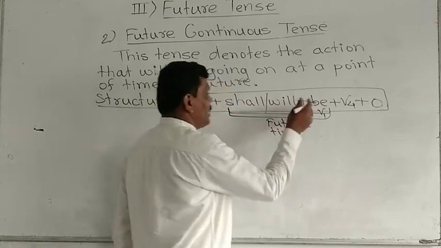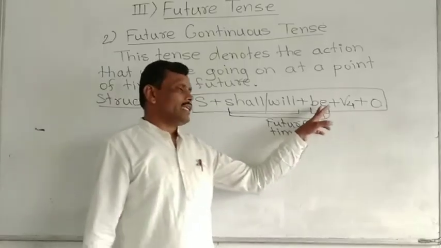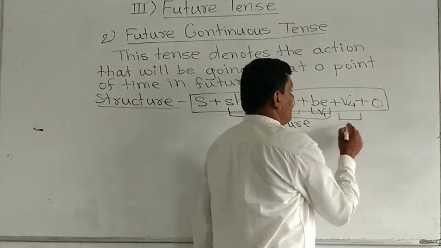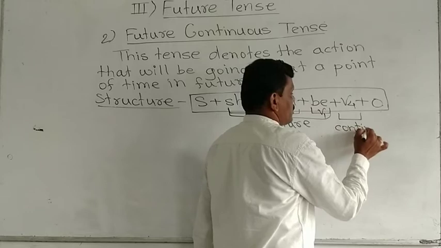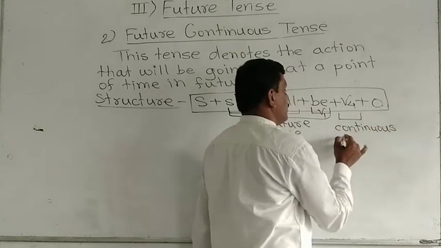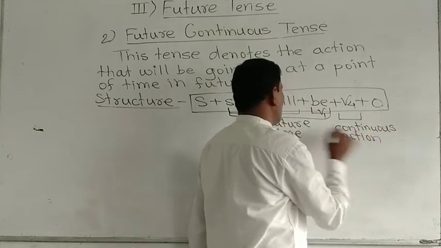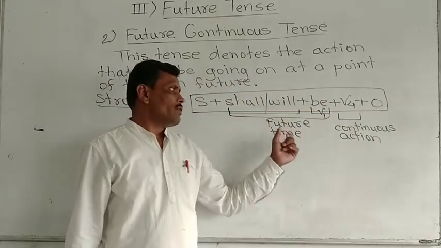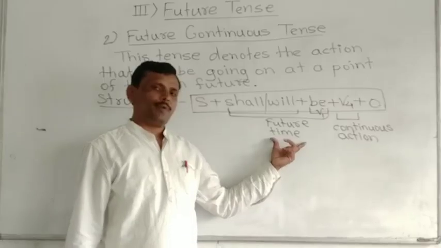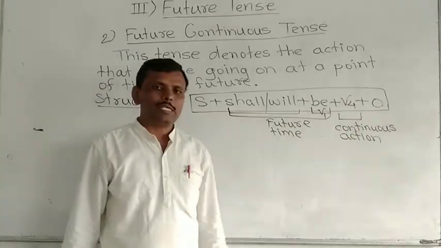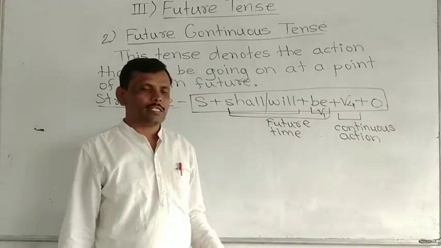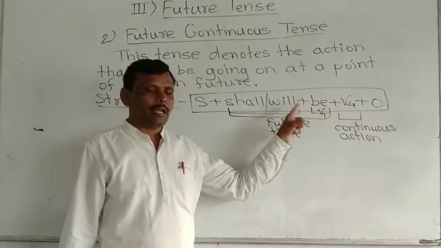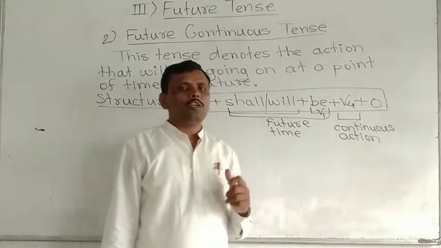Here shall or will plus V1, that is be, make future time and V4 makes continuous action. So this structure is given the name future continuous tense. Shall or will plus V1 that is be shows future time and V4 shows continuous action. So this tense is known as future continuous tense. Right. Be is used here because why do we use only be?